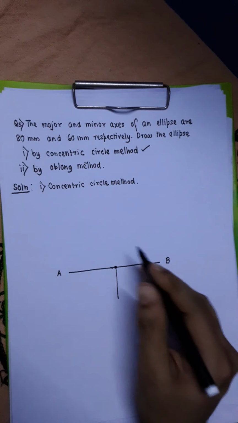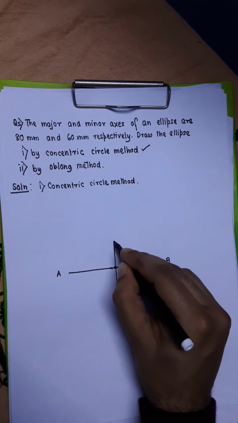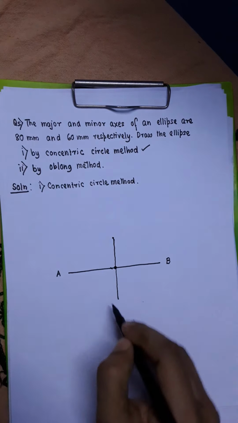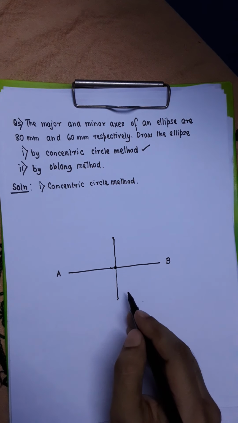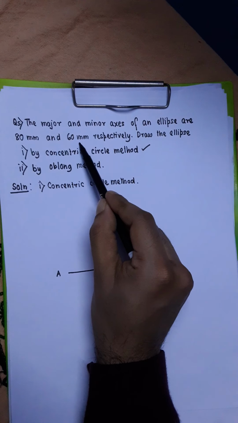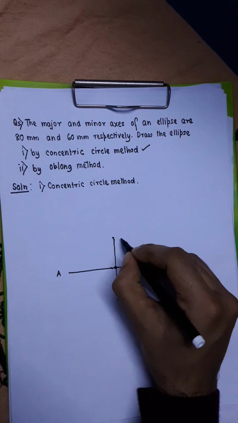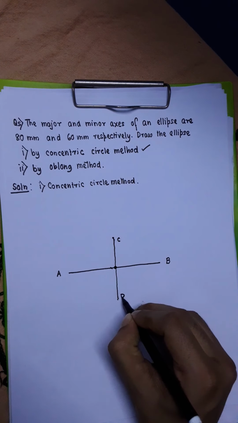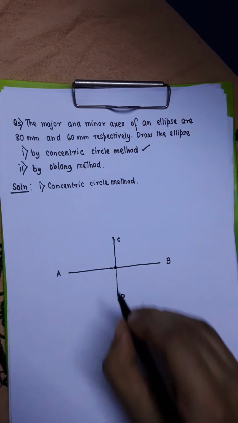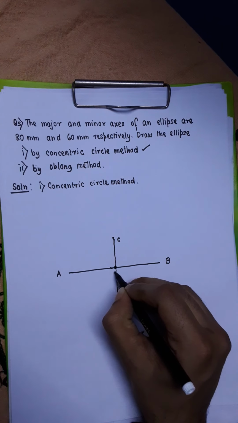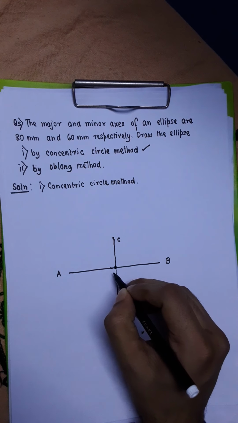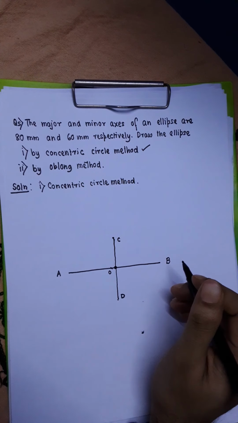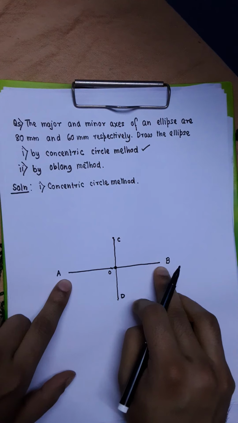So this is 30 millimeter, and the remaining half of the minor axis on this side. So this is also 30 millimeter, so that the total length of the minor axis from this point up to this point is 60 millimeter, which is the given length of the minor axis according to the given question. Okay, so let us name the minor axis as, say, CD, and let the major axis and minor axis intersect each other at some point, say O.